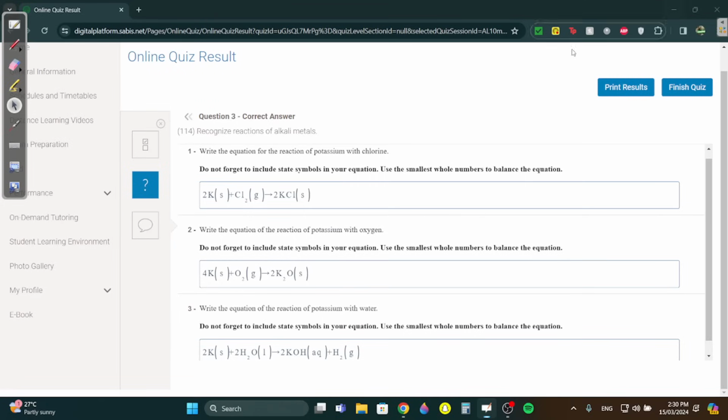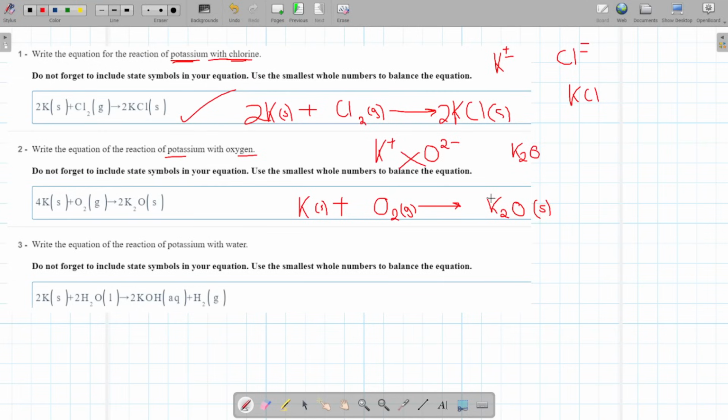It's a solid because it's a metal and a non-metal. Metal, non-metal gets you an ionic solid. Now balance this: 2 O's here, so we need 2 O's here. K2O here, there are 4 K's here, so we have to put a 4 here. That's it.